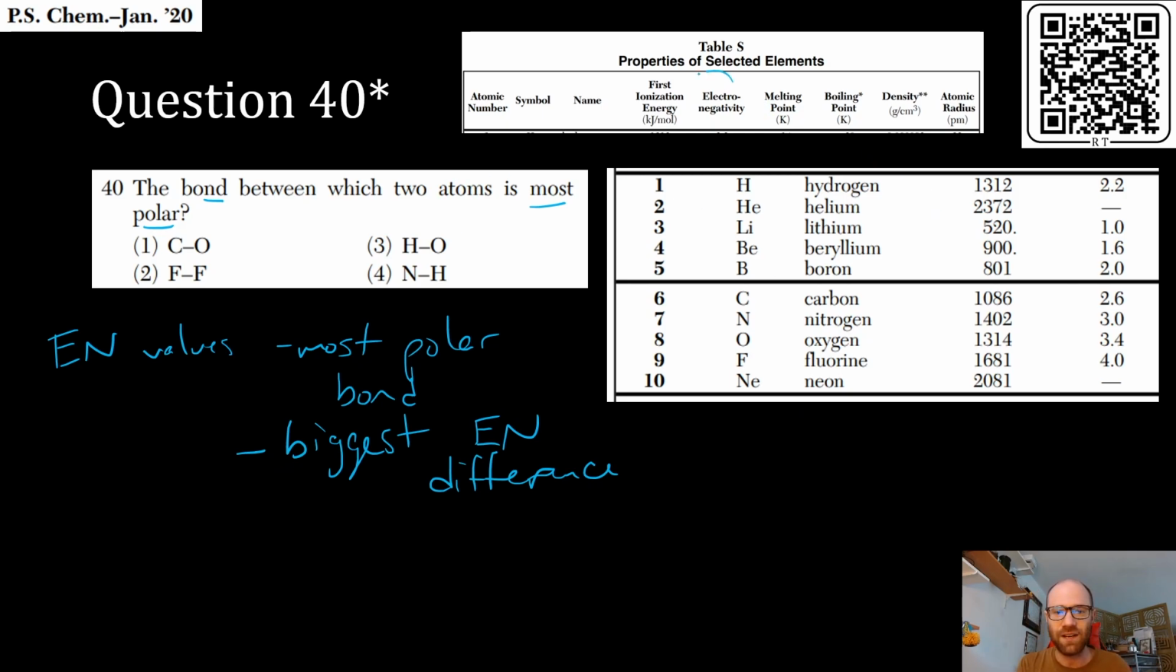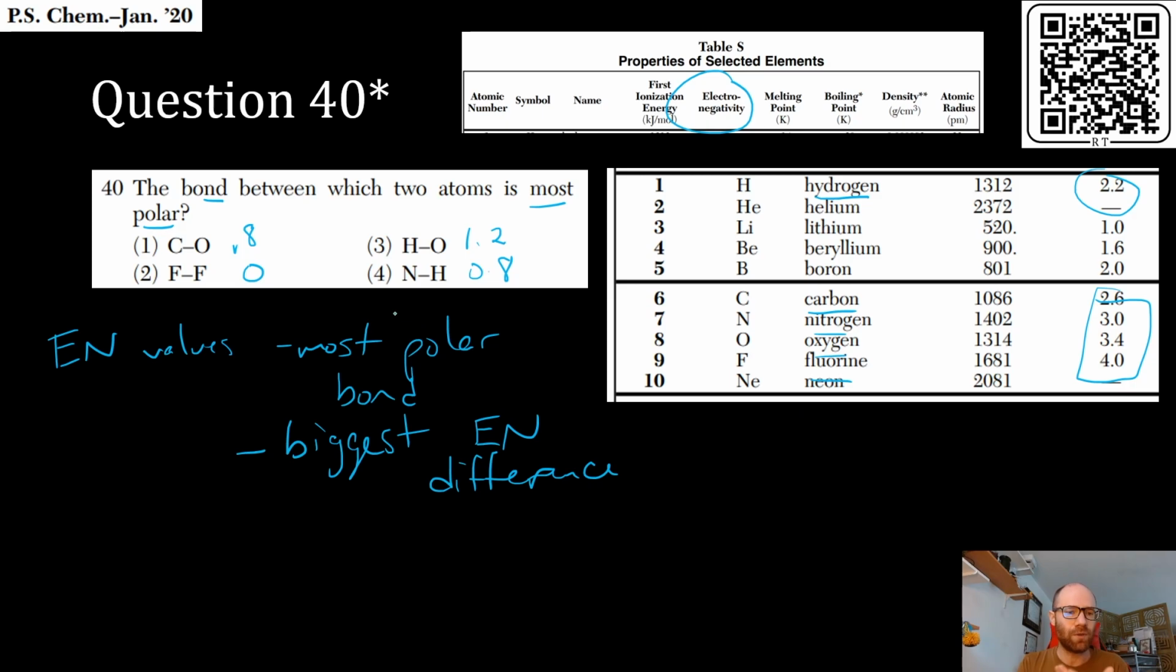Electronegativity is this fifth column here, so I only copied up to the fifth column off of table S to save a little space. We've got carbon, oxygen, hydrogen, nitrogen, and fluorine, and our values here. The difference here is 0.8, the difference here is 0. The difference here for OH is 1.2, and the difference for NH is 0.8 again.